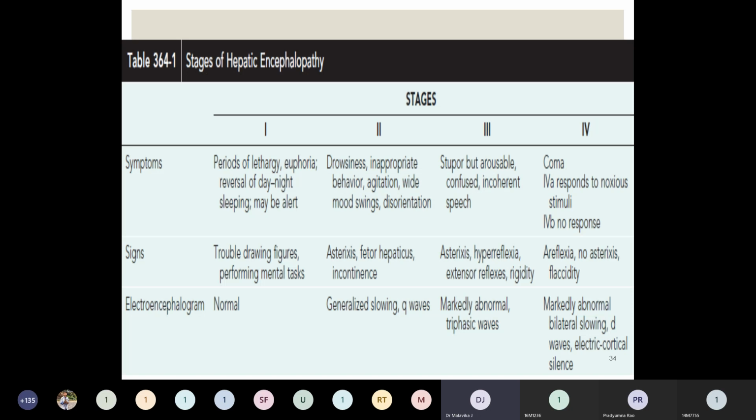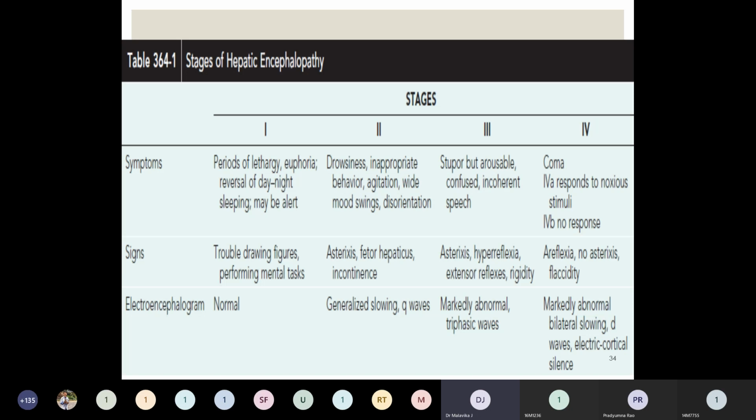So in stage 3, the symptoms will be stupor but arousable, the child will be confused, with incoherent speech. So the child will be speaking irrelevantly. Coming to the signs, asterixis, hyperreflexia, extensor reflexes, and there is rigidity. The electroencephalogram shows markedly abnormal triphasic waves.